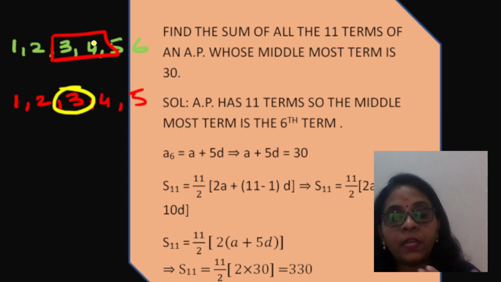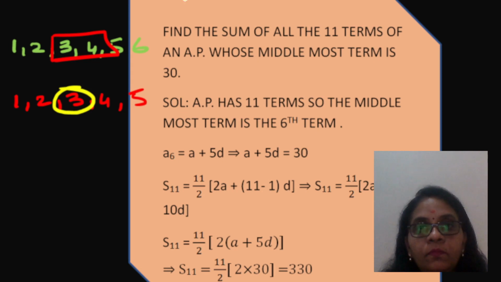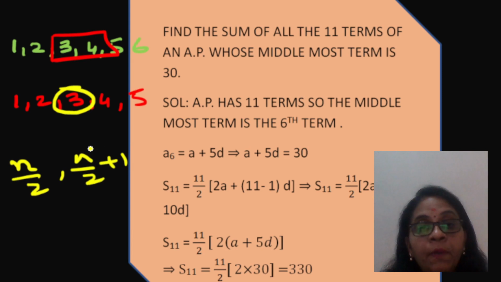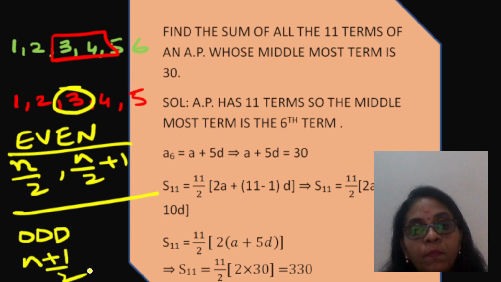If I have to put it in the form of a formula, it will be really confusing, but still I will tell it if any one of you finds it interesting. If n denotes the number of terms and if n is even, the two middle terms are n by 2, comma, n by 2 plus 1. Is it not confusing? This is for even. If it is odd, it is the (n plus 1) by 2 term.